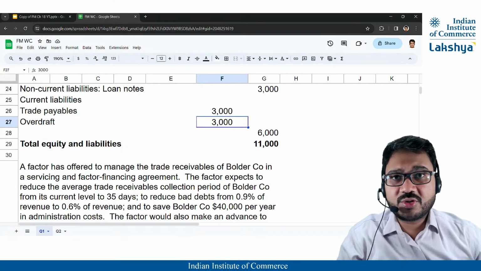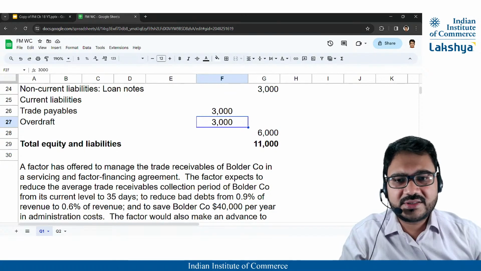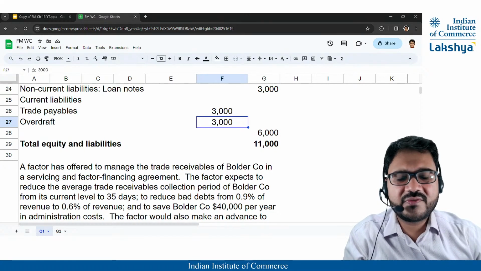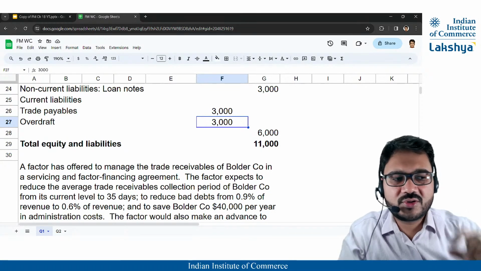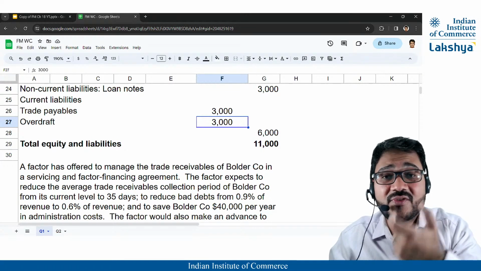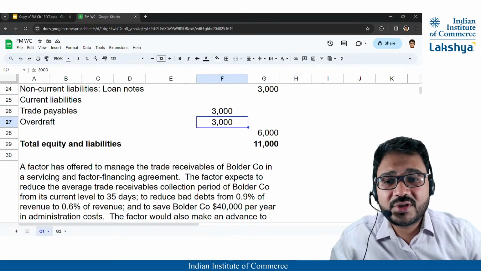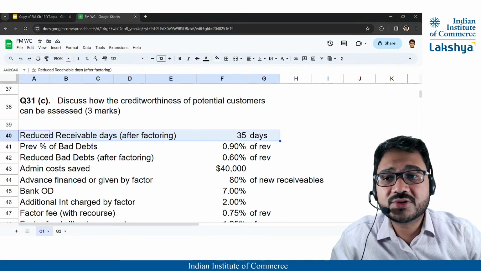So here the factor is going to both service the creditors as well as finance us, right? So the factor expects to reduce the average trade receivable collection period of Boulder company from its current level to 35 days. Whatever the current level is, we don't know, but this is something that is being given. As you remember, on day one I had suggested for type C questions, make a financial summary. So if you have 35 days given over here, quickly on your spreadsheet, copy this 35 days and write it over here. Reduced receivable days after factoring is 35 days.